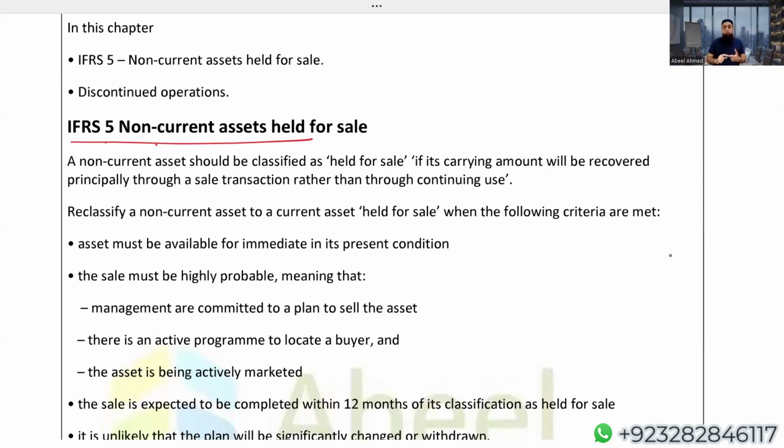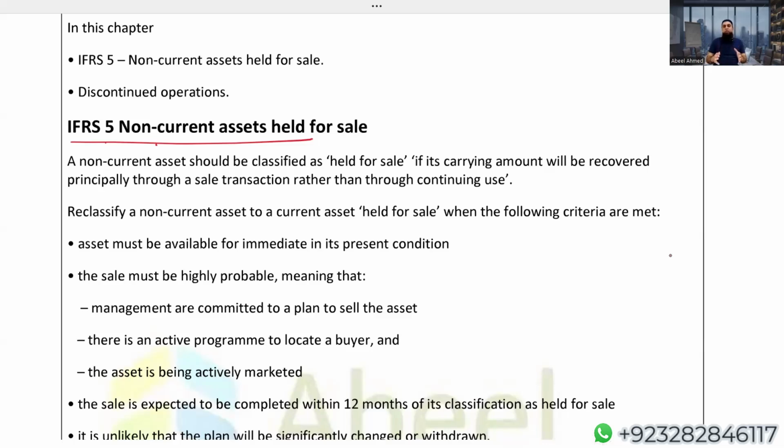Number one, after applying IFRS 5, a non-current asset will be reclassified as current asset. Second, after applying IFRS 5, no depreciation. Third, the asset will be measured at the lower of carrying amount, and we'll compare carrying amount with the fair value less cost to sell, whichever is lower. These are the three major changes you will see once you have applied IFRS 5.